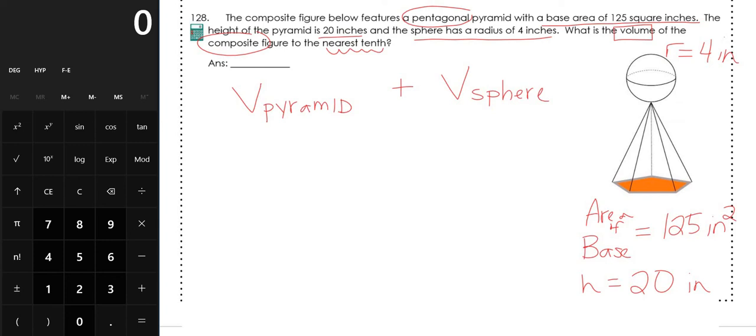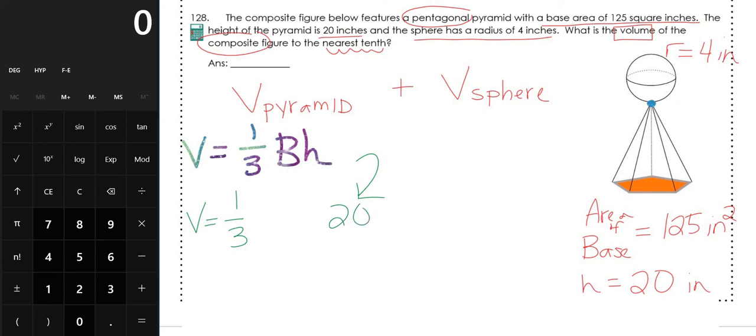Starting with my pyramid, I need to think about what is the volume formula for a pyramid. Anything with a point at the top is going to be V equals 1/3 big B H. We've done a couple of these already. I like to plug in height first. They gave me the height, straightforward. It's 20 inches. So I'm going to say V equals 1/3, plug in 20 for my height.